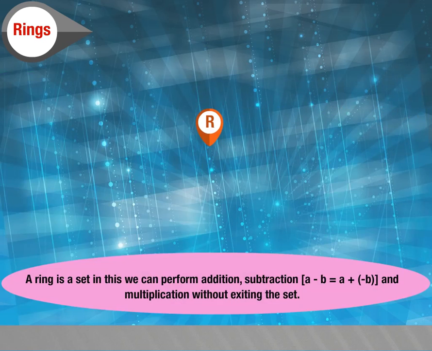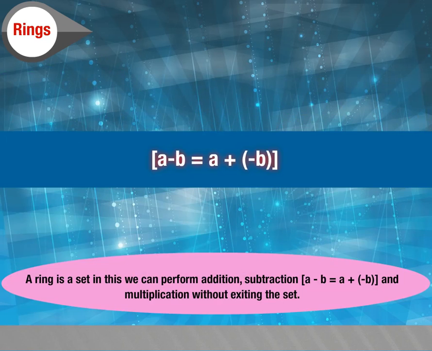A ring is a set in which we can perform addition, subtraction, where a - b = a + (-b), and multiplication without exiting the set. With respect to addition and multiplication, the set of all square matrices over the real numbers is a ring.